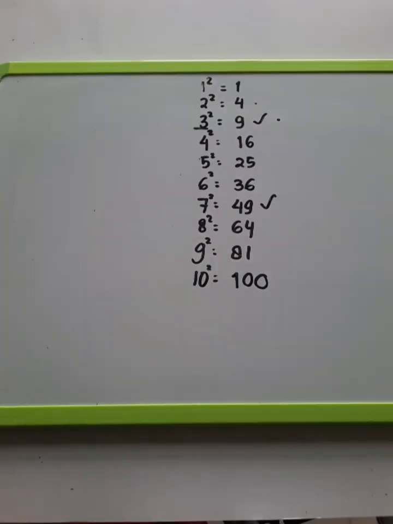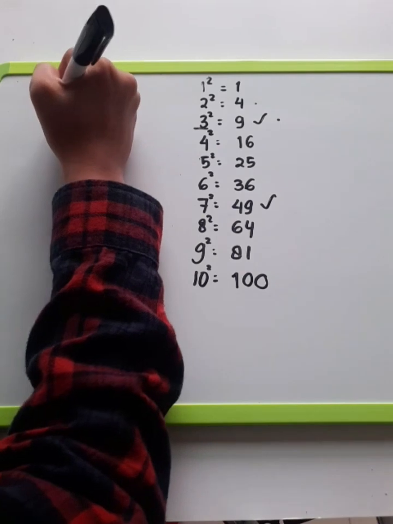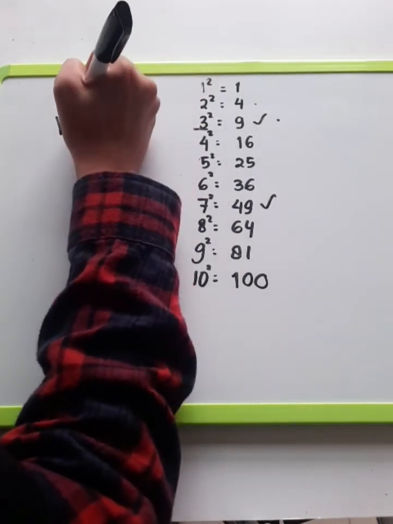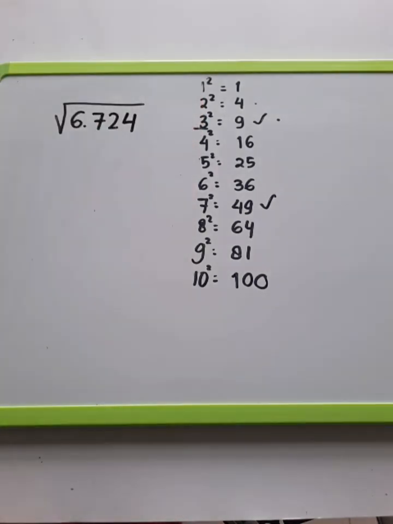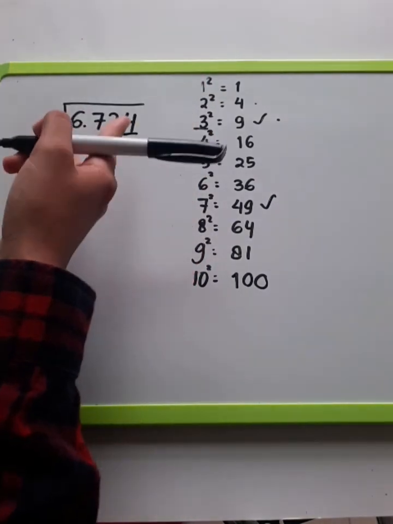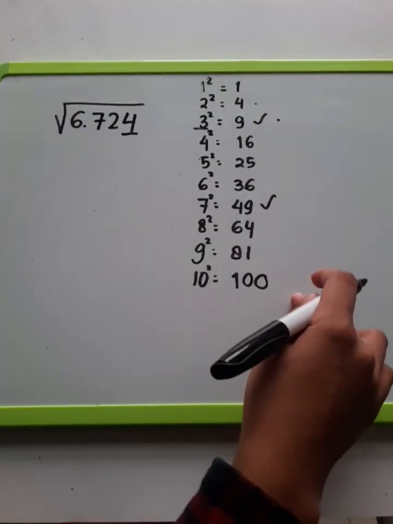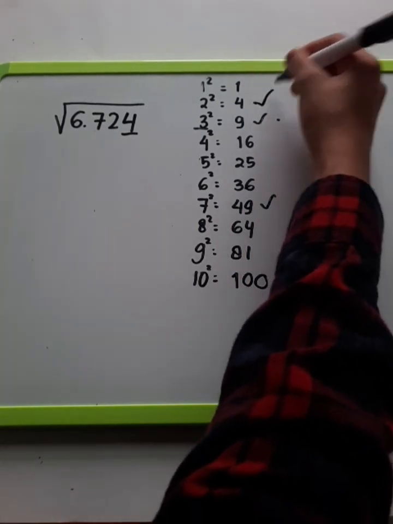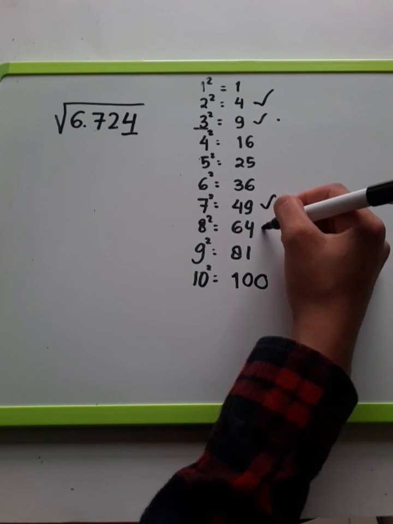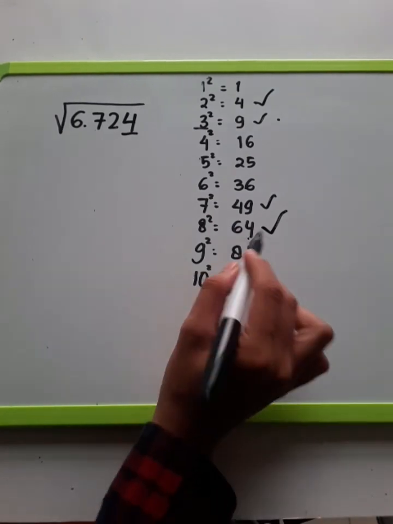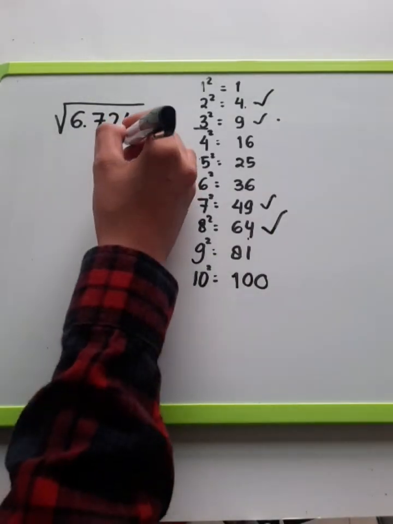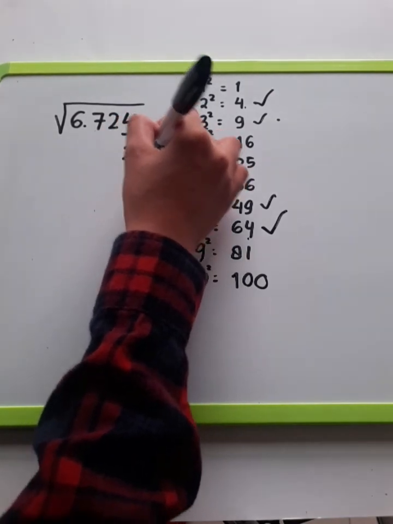Continue with another example of square roots. We have to find the square root of 6,724. Okay. Now remember the steps. What is the unit digit of this number? Yeah, it's 4. Which perfect squares have unit digit 4? It's 2 and 8. Okay, 2 and 8 have unit digit 4. So we write here 2 or 8.